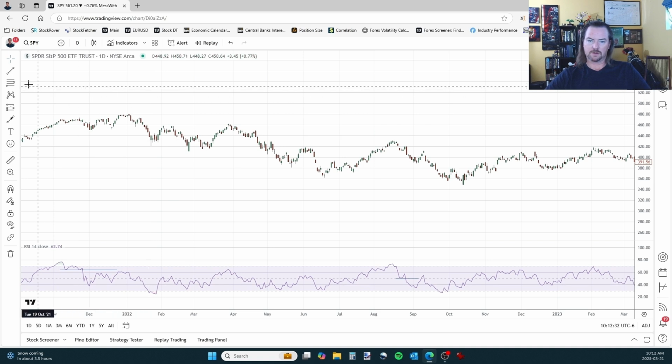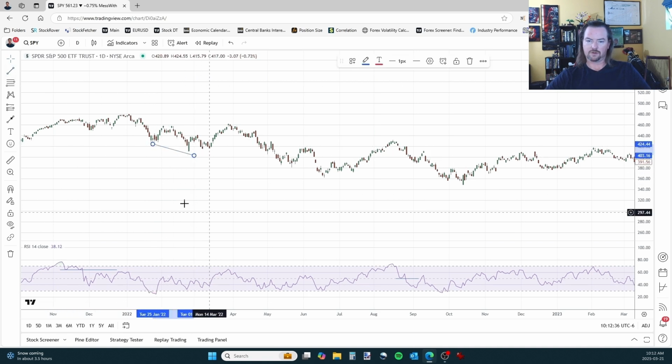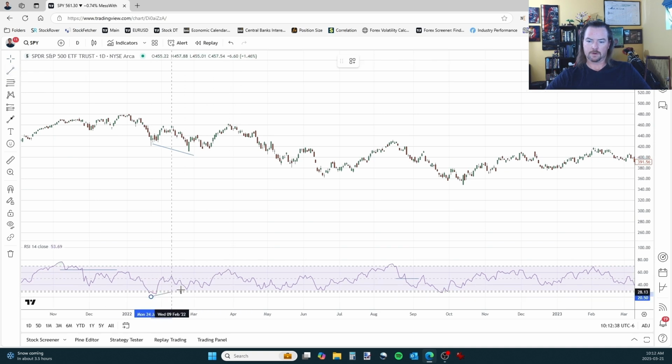Low here, there's a divergence there. So price is dropping, RSI going up, right? Higher low there, while we have a lower low on price. This one ultimately did give a bit of a pop. So that's how divergences work.